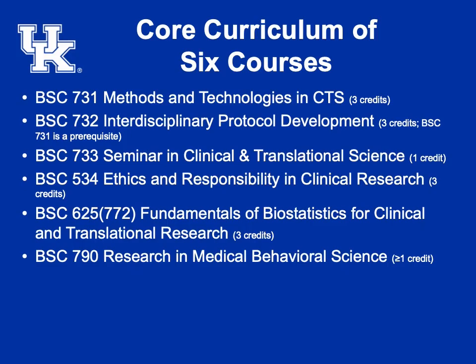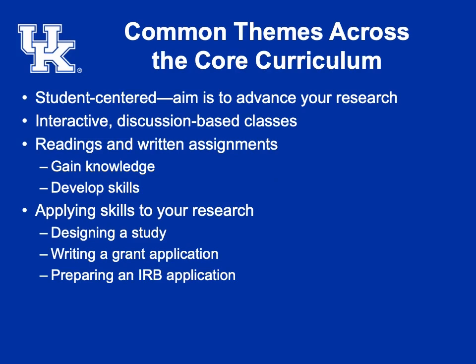It's just a 1-credit course. And then BSc 534 is Ethics and Responsibility in Clinical Research. BSc 625 is Fundamentals of Biostatistics for Clinical and Translational Research. And then finally, BSc 790 is Research in Medical Behavioral Science, and I'll talk a bit more about that in a moment. Across these courses, there are several common themes.